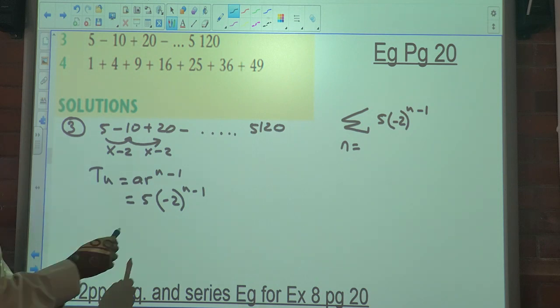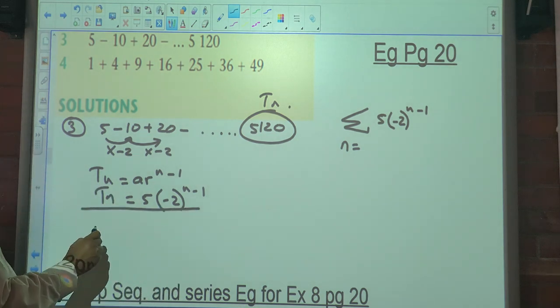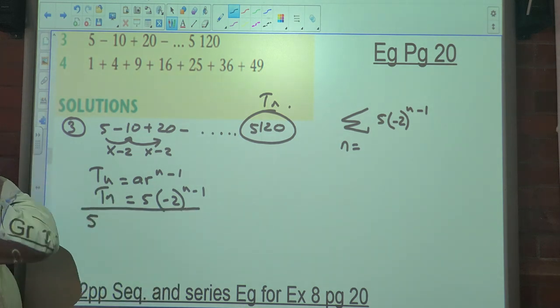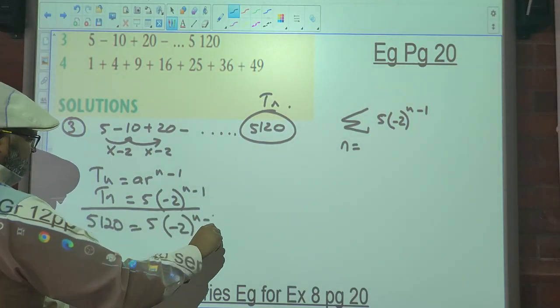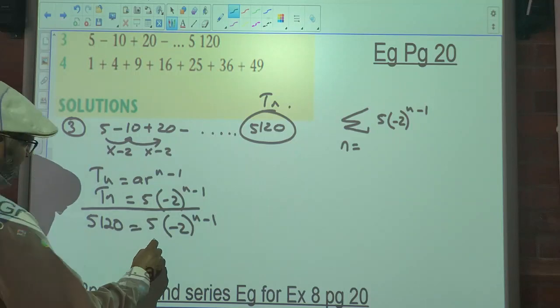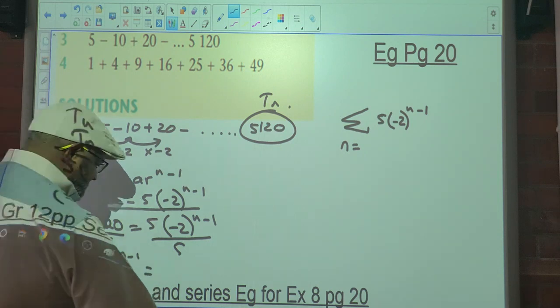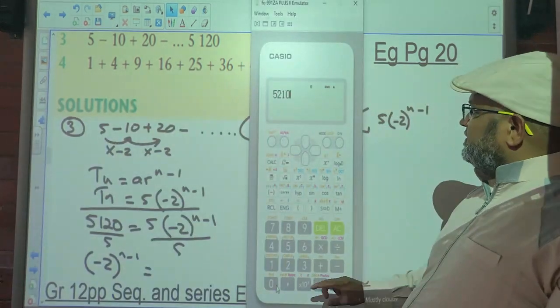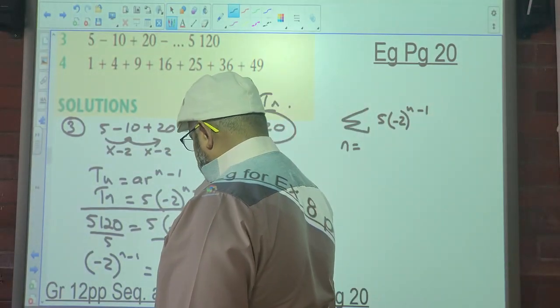I have my last term, not so? So I can work out my number of terms here. So I say 5120 is equal to 5 into negative 2 to the n minus 1. So what do I do now? Divide by 5. So negative 2 raised to the n minus 1 is equal to, 5120 divided by 5 is just 1024.